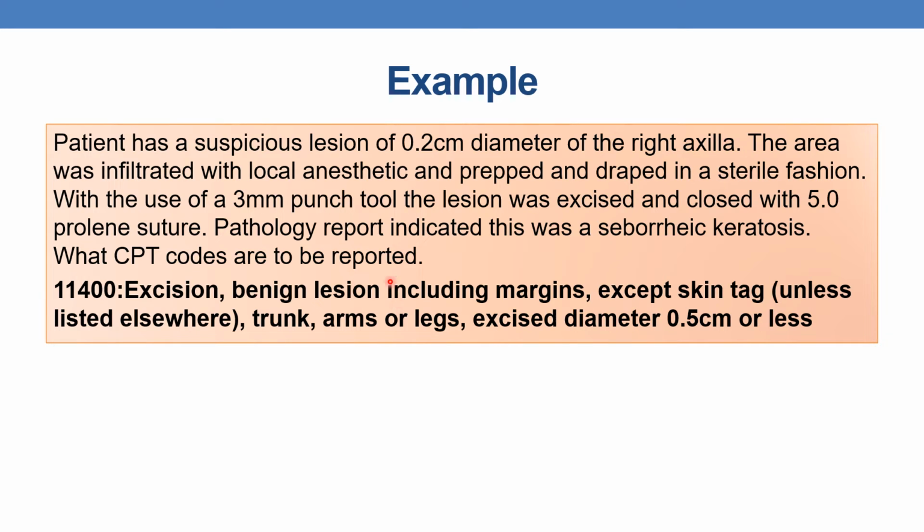What CPT codes are to be reported? Here, it is a suspicious lesion. It is not malignant. It is benign and the diameter is 0.2 centimeters and the location is right axilla. So the appropriate CPT is 11400. Excision, benign lesion including margin except skin tag, trunk, arms or legs. Excised diameter 0.5 centimeters or less.